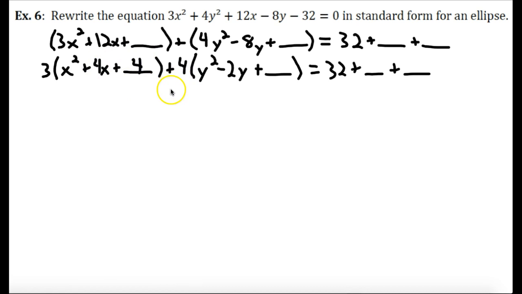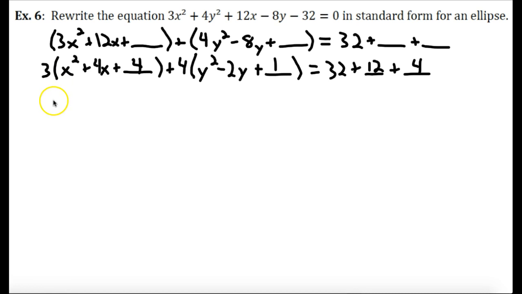But here's where we need to be careful. I'm not going to add 4 to this side. I'm going to add 3 times 4, which is 12. So be careful that you don't just automatically put this number here. We're actually adding 3 times 4 to the left side of the equation, so I need to do the same thing over here, 3 times 4. Same thing here: half of negative 2 is negative 1, and squaring it we get positive 1. But I'm not adding 1 to this side, I'm adding 4 times 1. So 4 times 1 is 4.